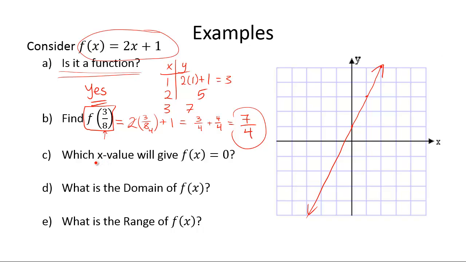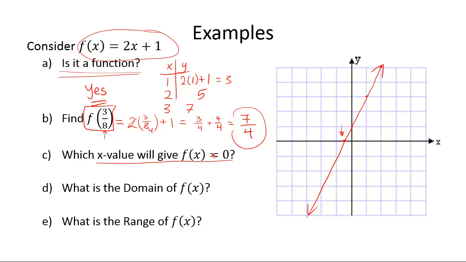Next, which x value will give you f of x equal to 0? Which actually means when does it cross the x-axis? Because f of x being 0 means the answer is 0, which is right here. You can kind of see it on the graph.